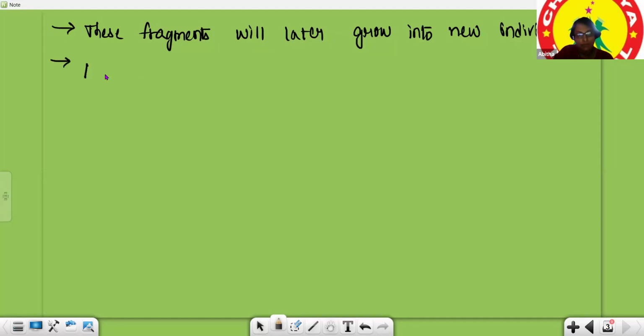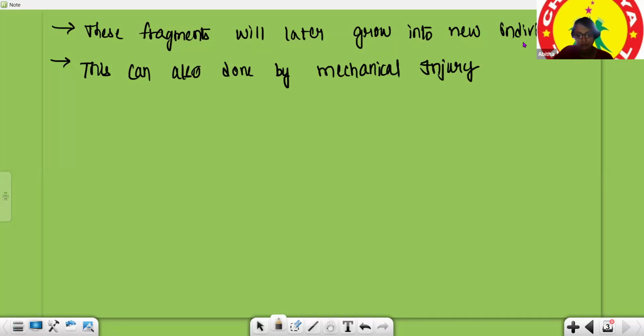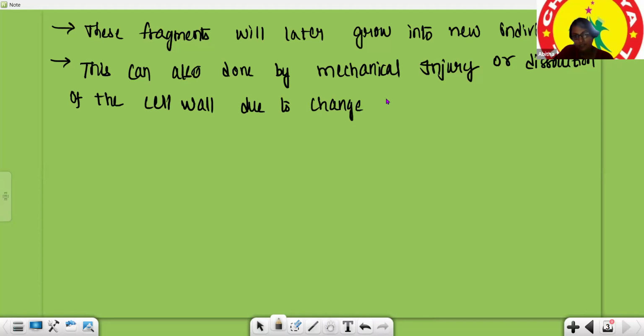So as I told you, this can also be done by mechanical injury or dissolution of the cell wall due to change in physical properties of water.